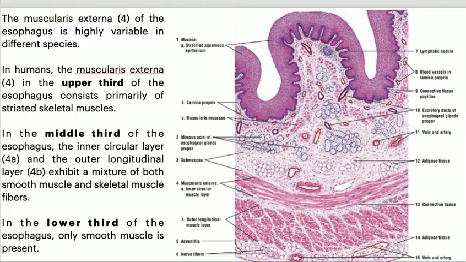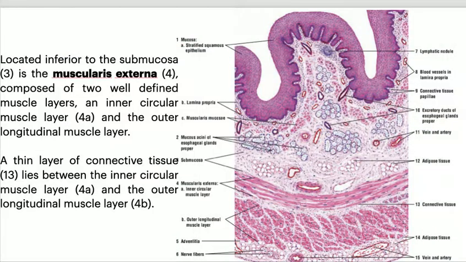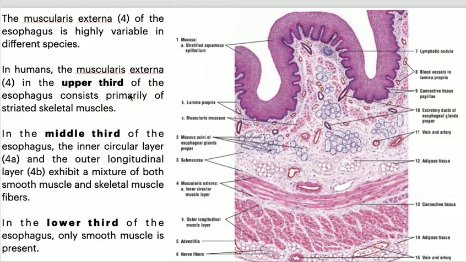Right, so the muscularis externa of the esophagus is highly variable. In humans, when we categorize the thoracic esophagus into three parts, the upper, middle, and the lower, basically it's talking about this. The upper third of the muscularis externa consists of striated skeletal muscle. Okay, while the middle third will contain a mixture of both smooth muscle and skeletal muscle fibers, whereas in the lower third of the esophagus only smooth muscle is present.